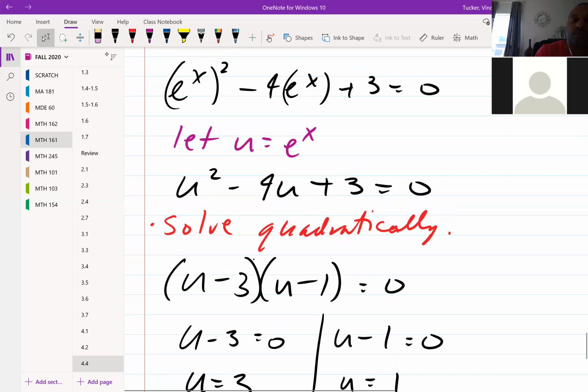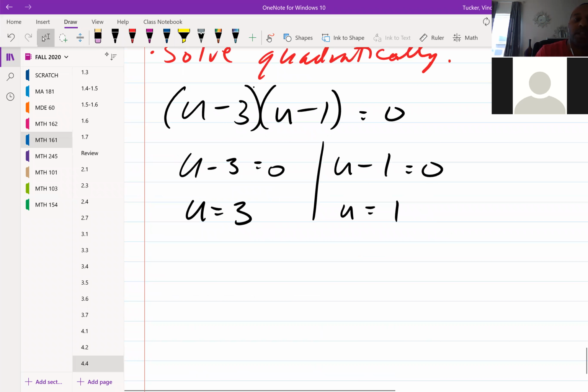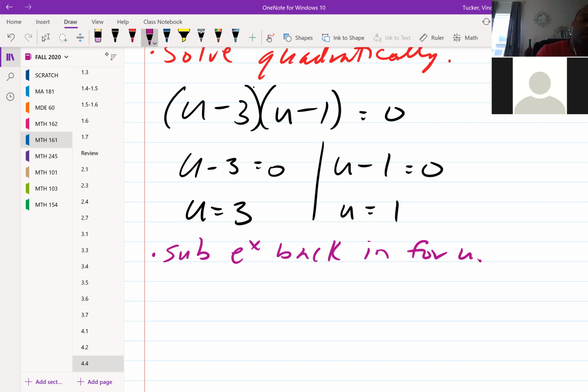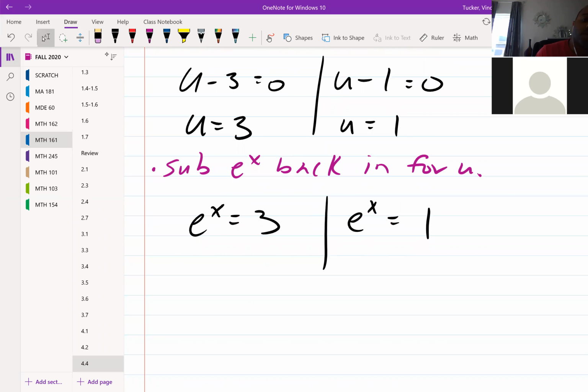Remember, that came from letting u be equal to e to the x, just to help us see the quadratic relationship and solve quadratically. So now we need to sub e to the x back in. And so it's going to be e to the x equal to 3, e to the x equal to 1. And just like before, we will apply the natural log to both sides.